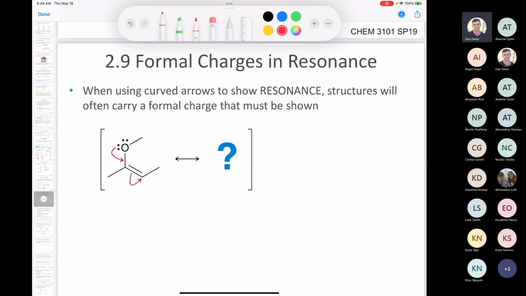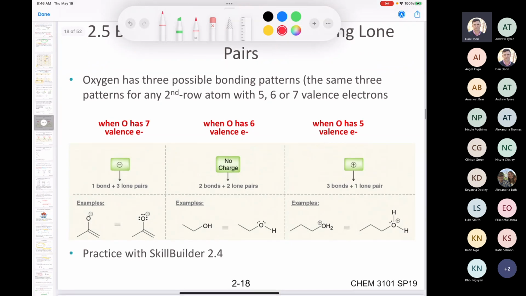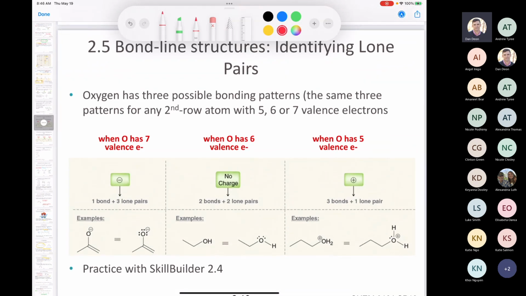Remember our last class, we went over the bonding patterns of nitrogen and oxygen and carbon. Let's go back. We got time. Remember this? We talked about when oxygen has 2 bonds, 2 lone pairs, it has no charge. When oxygen has 3 bonds and 1 lone pair, then it has a +1 charge. And when oxygen has 1 bond and 3 lone pairs, it has a negative charge that never changes.